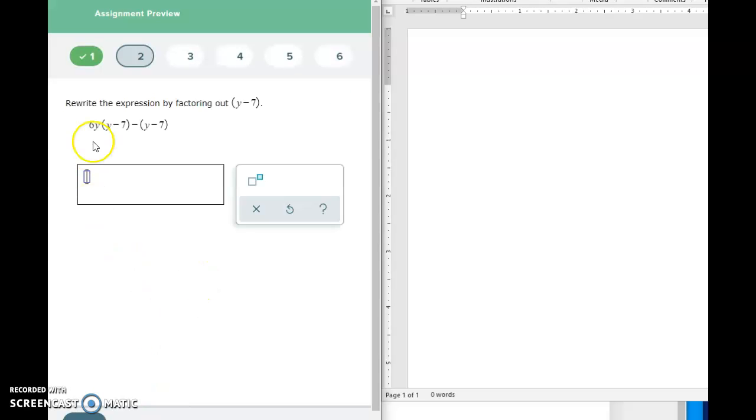Same idea for this problem. I have a GCF of y minus 7. So I'm going to factor out the y minus 7, and when I take it out, what I'm left with in parentheses is 6y minus, and then we know that there's an invisible 1 for this second quantity. So y minus 7 is the GCF, and then 6y minus 1 would be the coefficient.